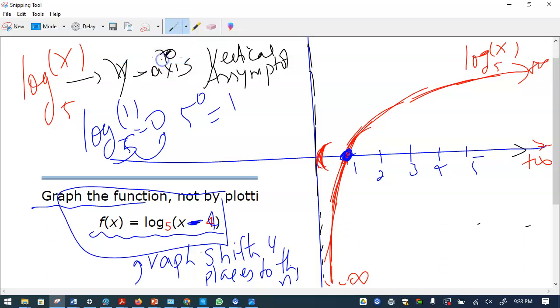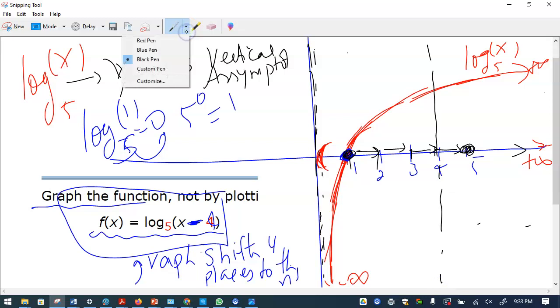That means this dot will go 1, 2, 3, and 4. So this will go here. And then this dotted line, see this vertical axis, this will move 1, 2, 3, and 4. So this will go right here.